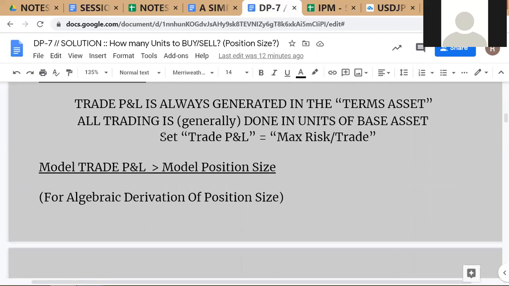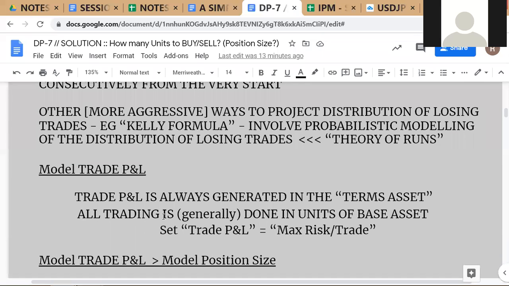All right, so these are certain principles you must remember: that this PNL is always generated in the terms asset, okay? And that all trading is generally done in units of base asset. Generally, the reason I put in generally is because sometimes you can ask for a quote in units of terms asset, but that is not normally how a market functions. Normally, when you have wholesale transactions between market players, big market makers and speculators, the trading is normally done in units of base asset.